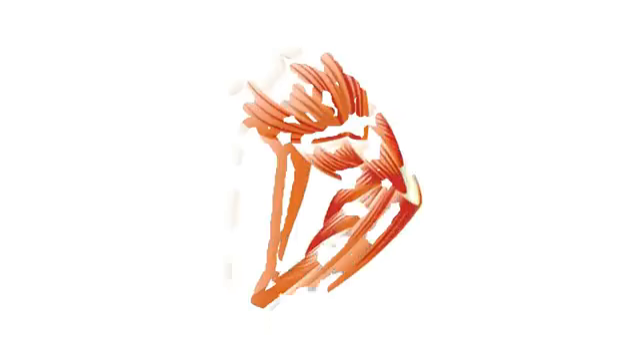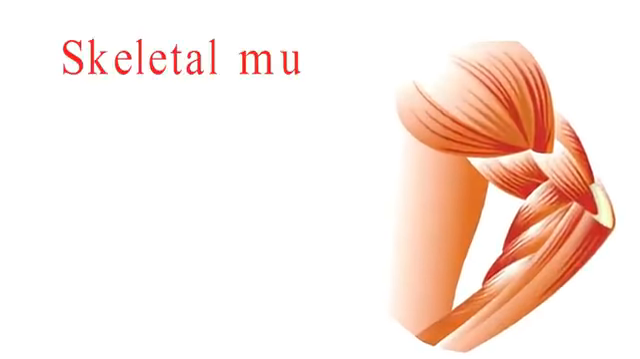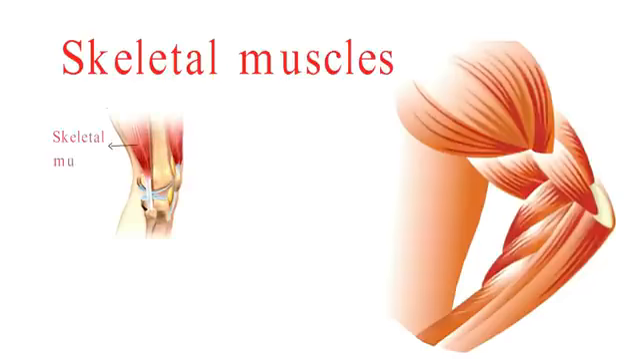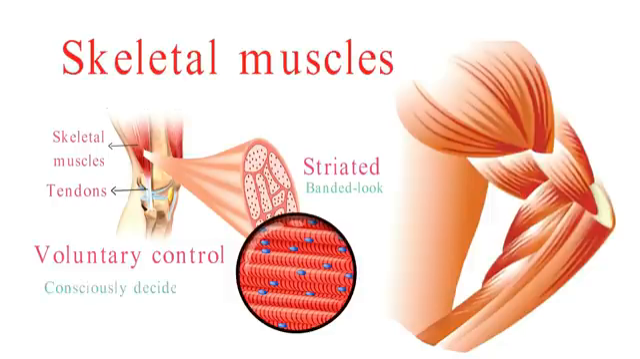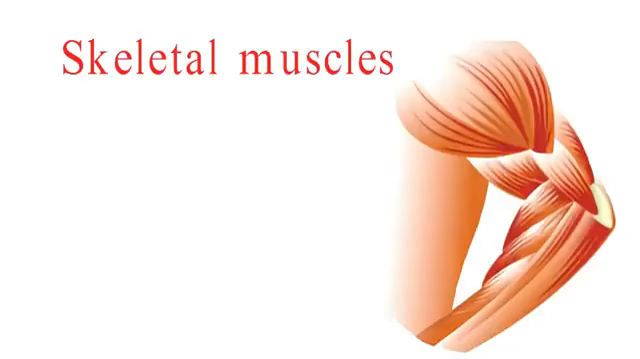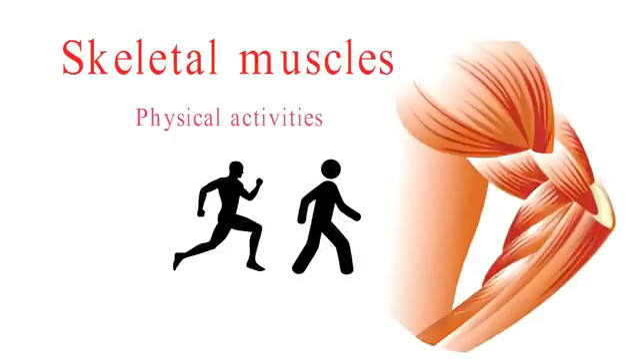Let's start with skeletal muscle tissue. It's attached to our bones by tendons throughout our body. Under a microscope, it appears striated, giving it a striped or banded look. Importantly, skeletal muscles are under voluntary control. That means we can consciously decide when and how to move them. Skeletal muscles are responsible for all those physical activities we love, like walking, running, and lifting.